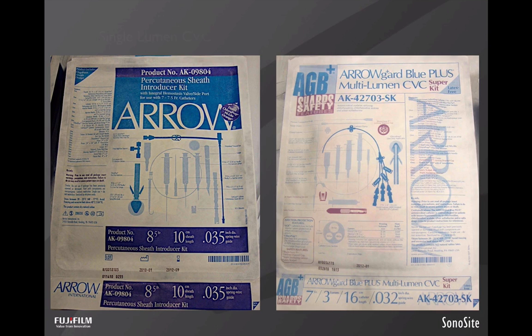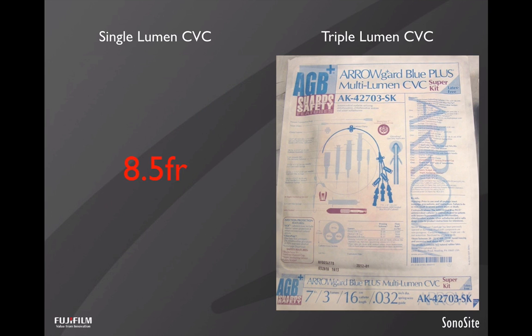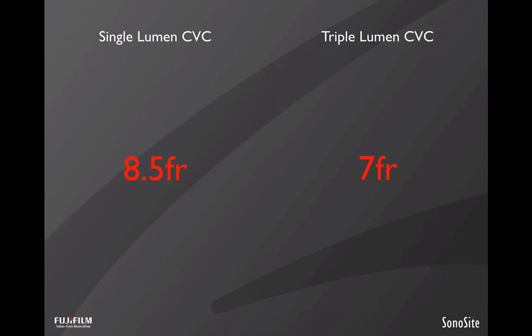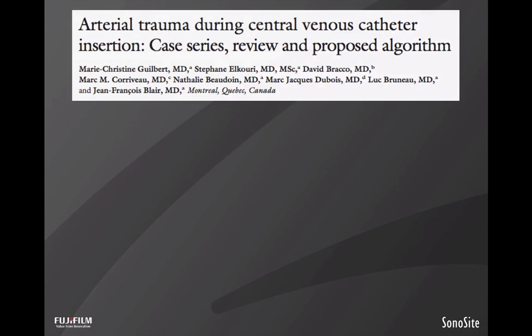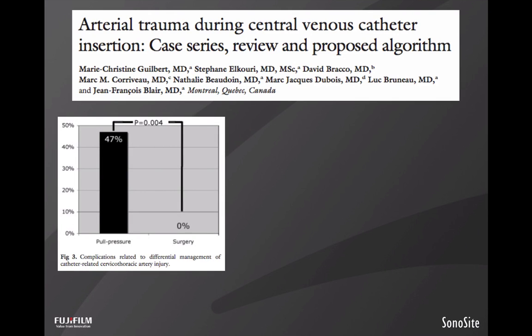I think that really we need to look at what the data says. So single lumen catheters are centers. These are the large 8.5 French, and our triple lumens are 7 French. So the worry is, when you pull these out, can you have complications? And this is a nice review in a vascular journal that looked back and showed that the pull-and-pressure technique had a much higher rate of complications compared to the surgical technique, i.e. endovascular or open surgical techniques.